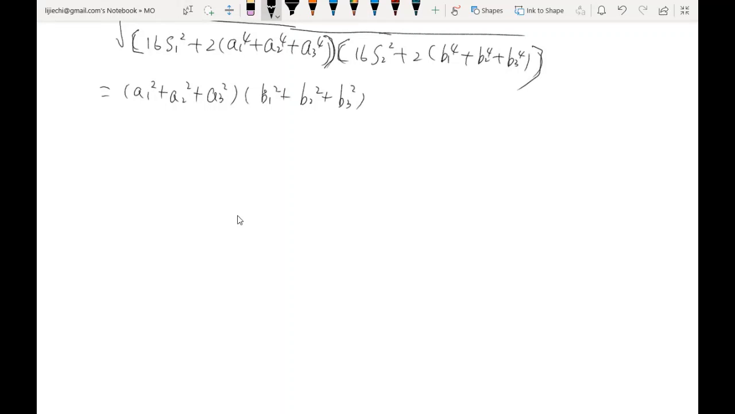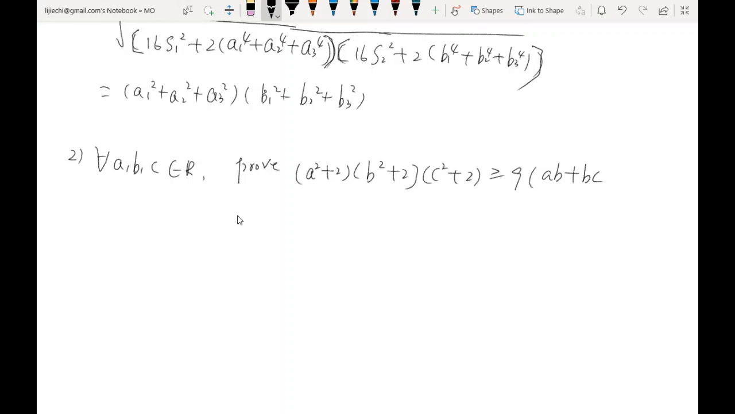So I'll give you this one. Any A, B, C that are real, prove (A squared plus 2)(B squared plus 2)(C squared plus 2) is greater than or equal to 9(AB plus BC plus CA). And then you see this, if you use the normal algebraic way to do this, you have to think of a really good medium polynomial that is less than the left side, greater than the right side. That's not very easy.